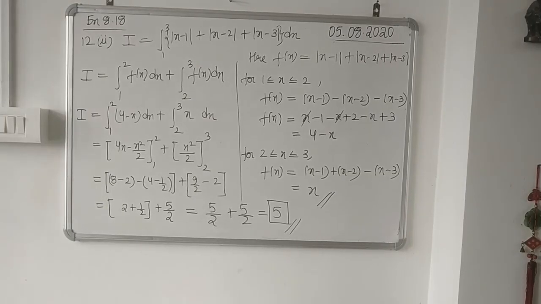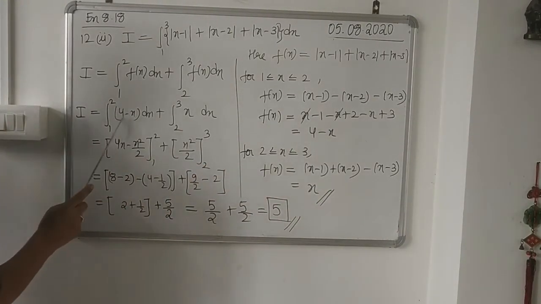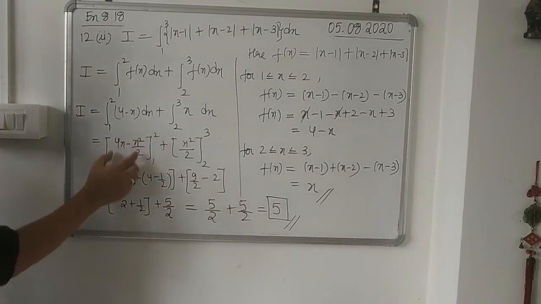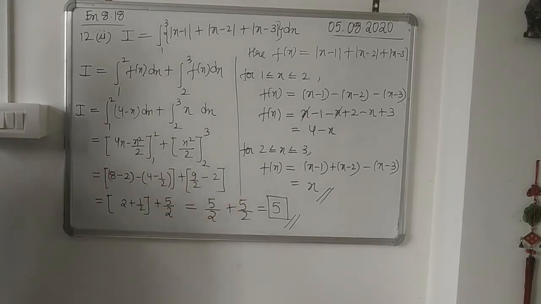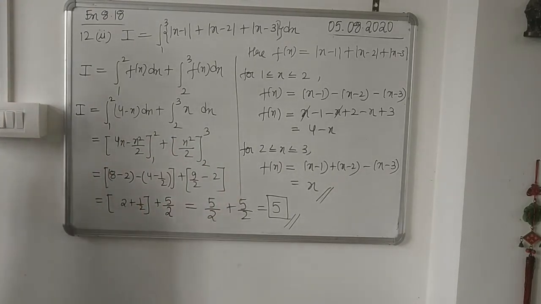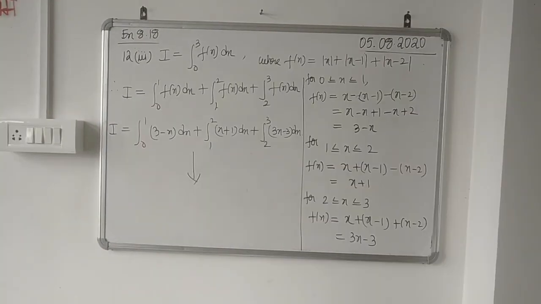Alright, so when I put the values, it's 1 to 2 f(x) is 4 minus x, 2 to 3 f(x) is x, and now you know what to do: integrate it, put the upper limit minus the lower limit. The whole calculation I've shown here, and when you take the LCM and simplify, the answer will be 5. Okay, so please pause the video, note it down.